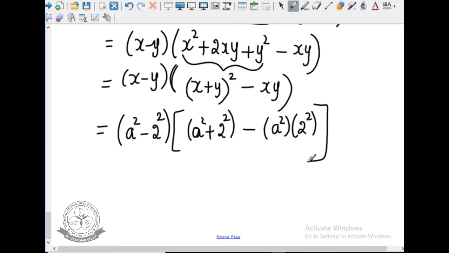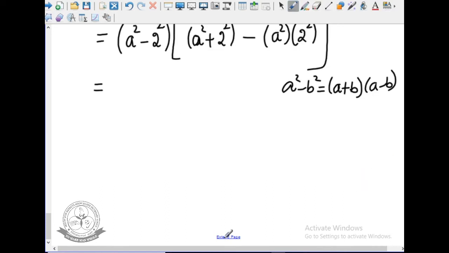So this is the form of a square minus b square. We know that a square minus b square is equal to a plus b into a minus b. Here b square is 2 square, so it can be written as a plus 2 into a minus 2.